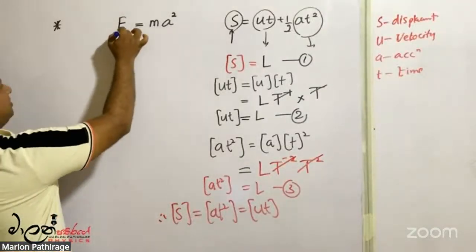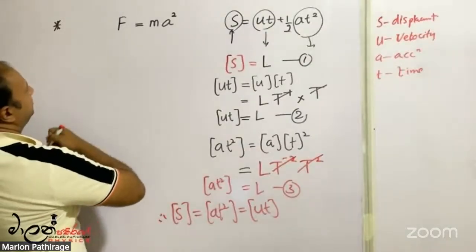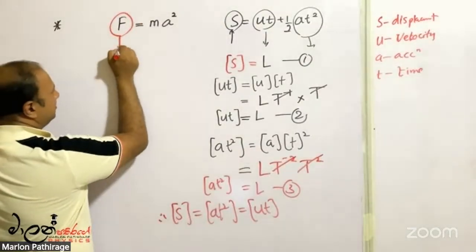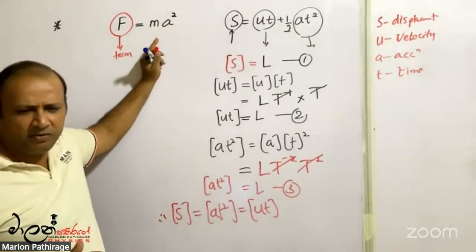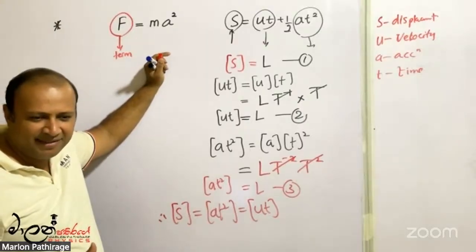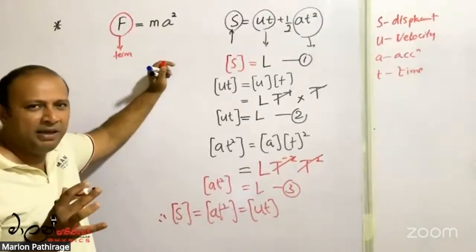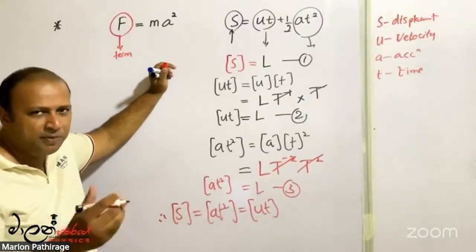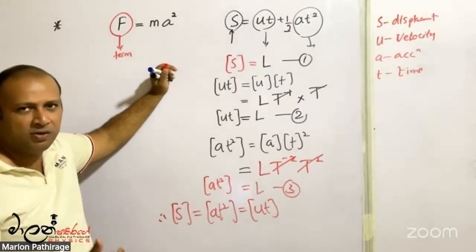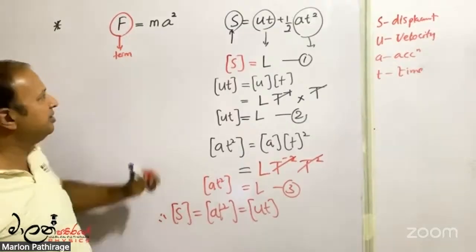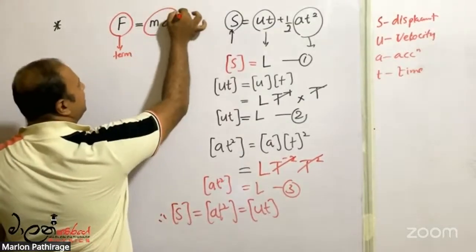F = MA squared. The first term is F, Puti. This is the term. Is there any addition or subtraction in between M and A squared? No, there is multiplication. Two terms are separated by addition or subtraction only. Therefore, if there's a multiplication, it does not matter. This is a single term.